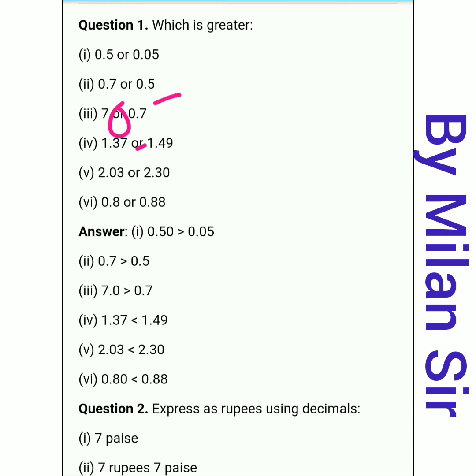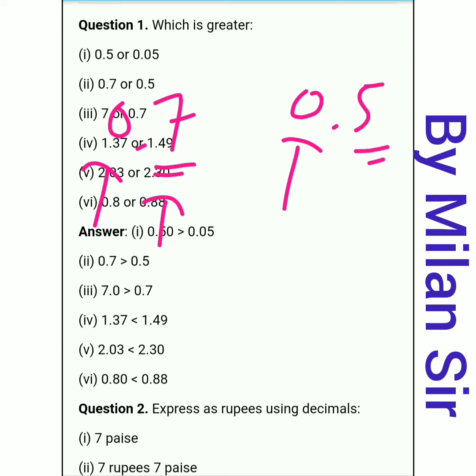Second question: 0.7 and 0.5. First of all, the integer parts are the same in both numbers. After the decimal point both have a single digit. Here in the first number it is 7 and in the second number it is 5. So which is greater, 5 or 7? 7 is greater, right? So 0.7 is greater than 0.5.